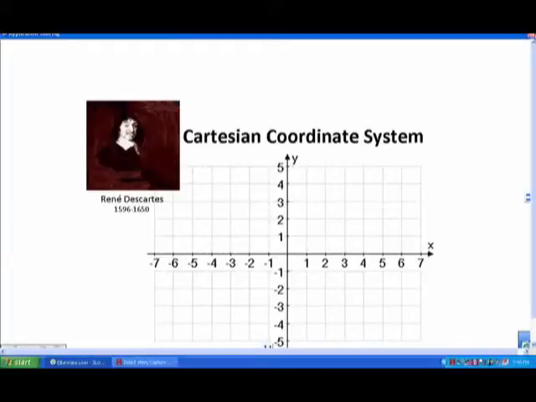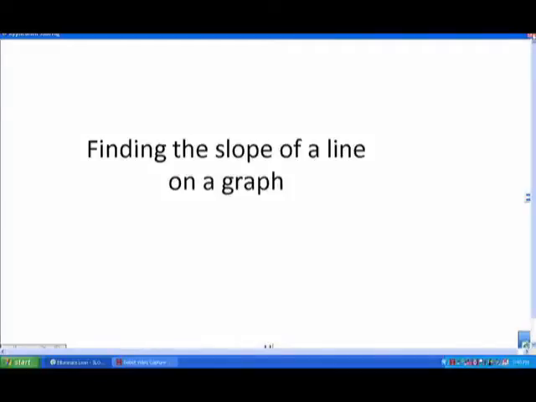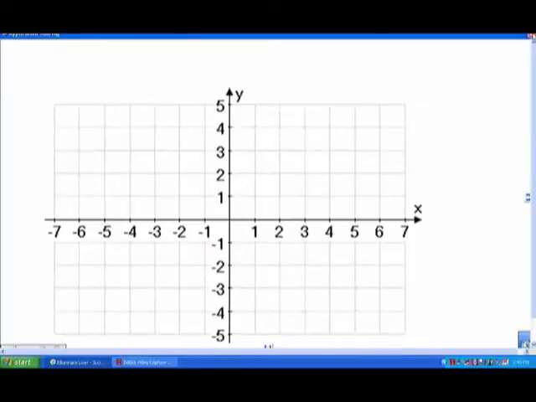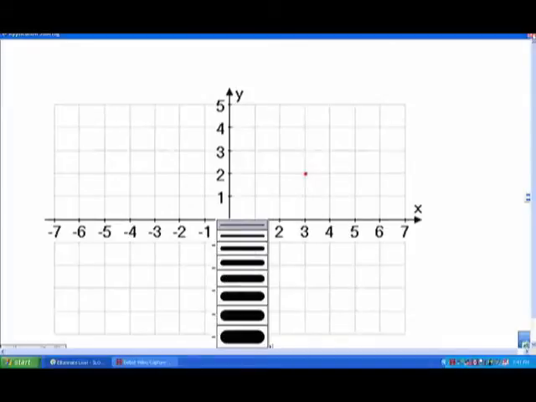We graph lines on the Cartesian plane, which was created by René Descartes in the 16th and 17th century. His well-known graphing coordinate system allows us to meld together geometry and algebra. Let's start by putting 2 points on a line. The first one will be at (0, -2). And our second one is going to be at (3, 2). And we'll draw a line going through those 2 points.